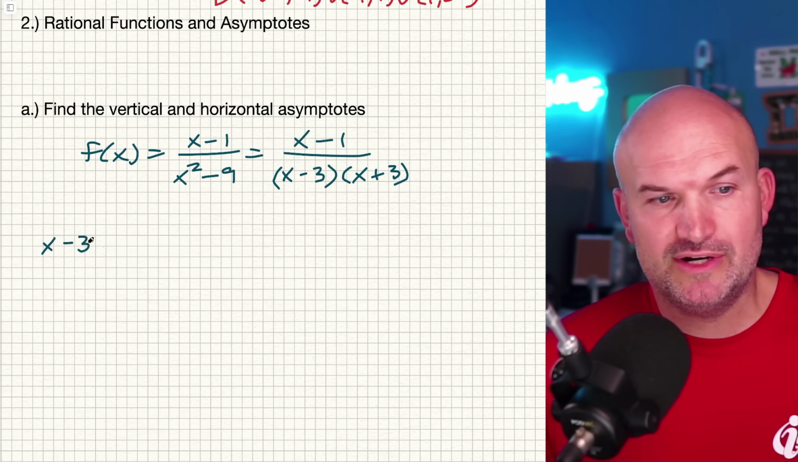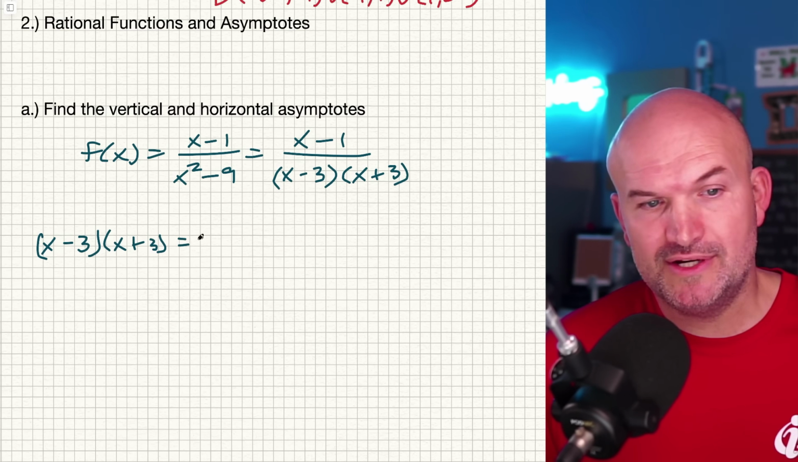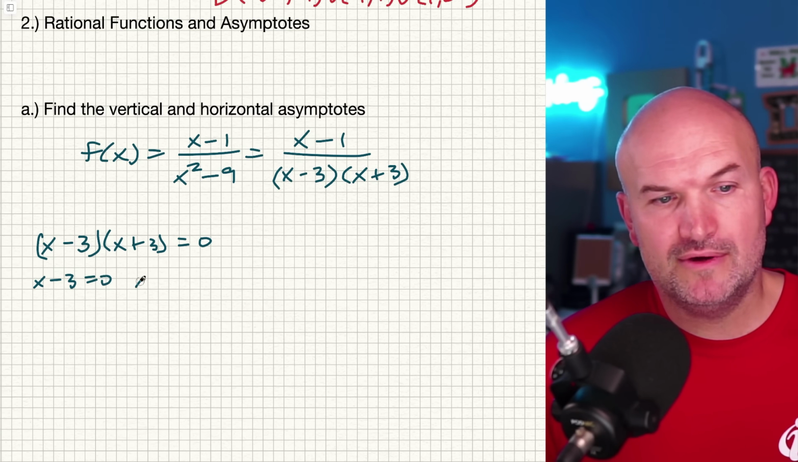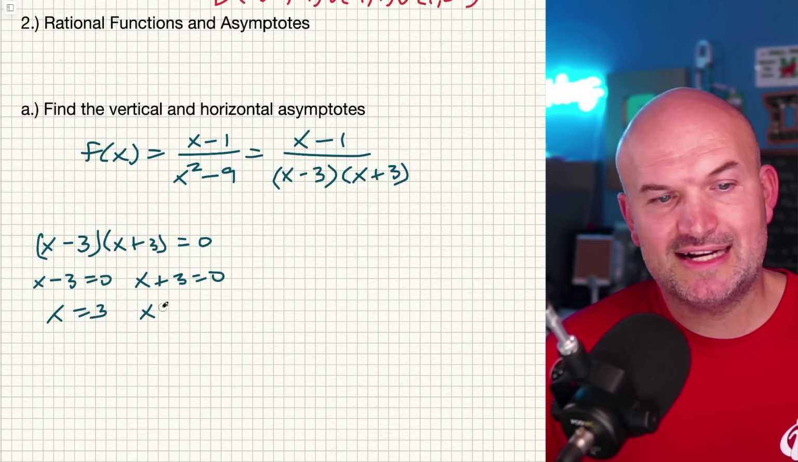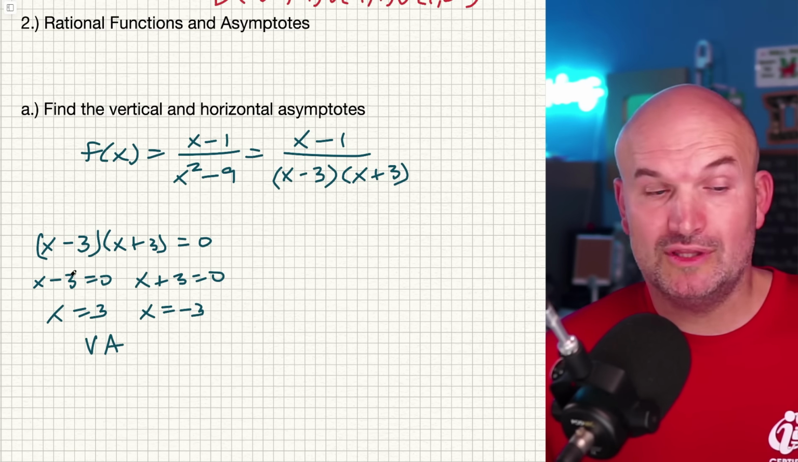So I have an x minus 3. Now, again, this is a zero product property, but I'll just work it out here. So therefore, I can say x minus 3 equals 0 and x plus 3 equals 0. So therefore, x equals 3 and x equals negative 3. Again, those are going to be my vertical asymptotes.